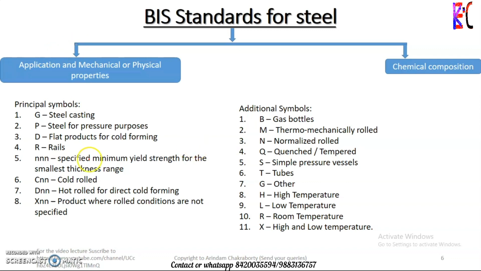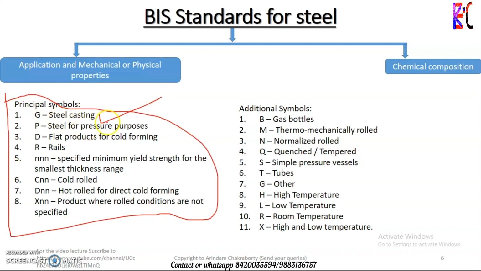Number one is casting. The principal symbol for steel casting will be G. If it is for pressure purposes, that is for pressure vessels or a container which will contain an enormous amount of fluid pressure, I have to use P. For cold forming, that is for cryogenics, we could consider D.